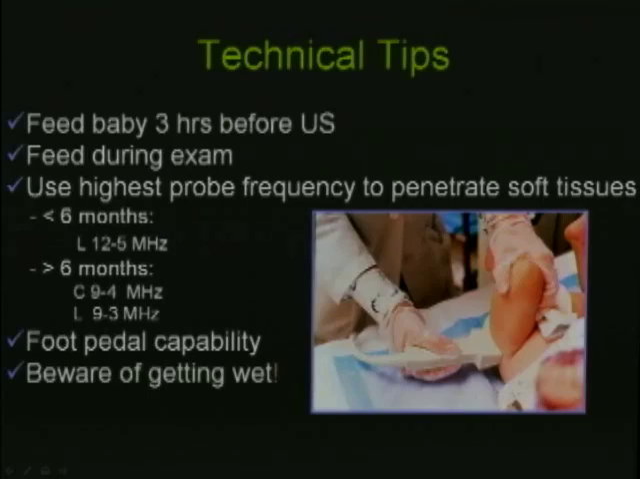We use the highest frequency probe that will allow for adequate penetration of the soft tissues so that we can see down to the hip joint. Generally in babies who are less than 6 months, we will use a 12-5 linear probe, whereas if they are larger, and particularly after they're 6 months of age, we'll use a curvilinear 9.4 megahertz and at times a linear 9.3 megahertz. We do need foot pedal capability on the equipment so that we can use one hand to position the hip and the other to scan.